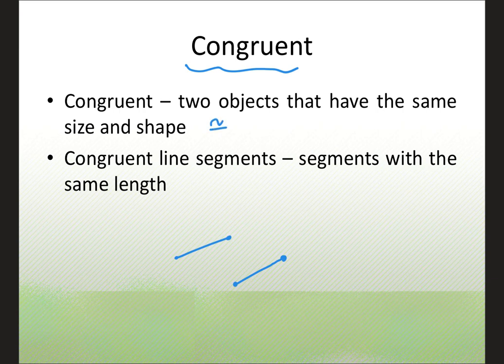The symbol for congruence looks like this, and obviously the symbol for equals looks like this. Usually when you're doing congruent, you're talking about the object itself, and when you're doing equals, you're giving it a value.